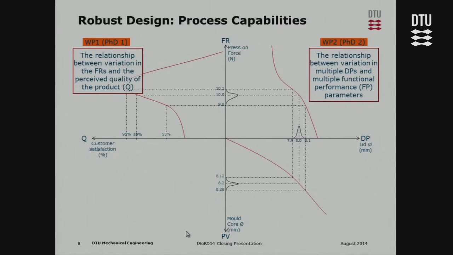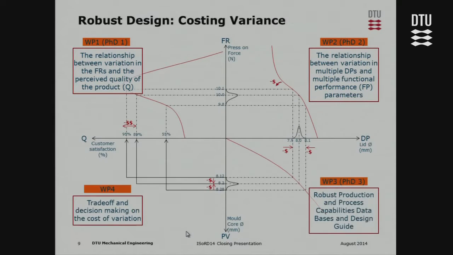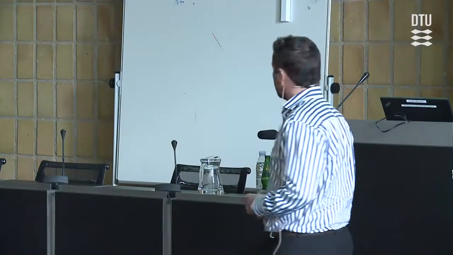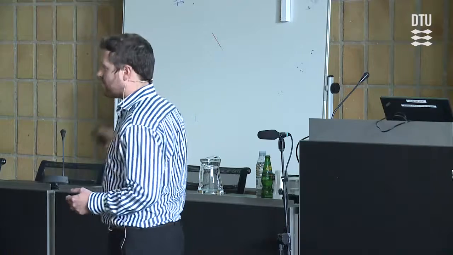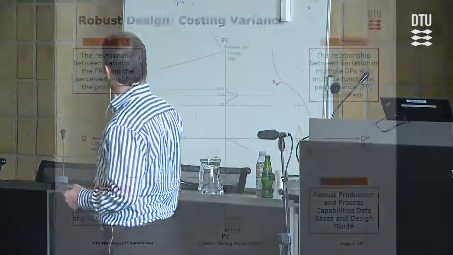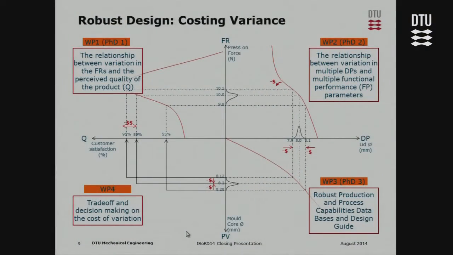The third PhD project is in the production end, looking at how process variables relate to the design parameters. And then the fourth work package is understanding that all around this circle there is variation. And at some point we have to make a decision, okay, we're here, we're experiencing some kind of quality loss in the market, and it is costing us. How much is it costing us, and what should we do to solve that?